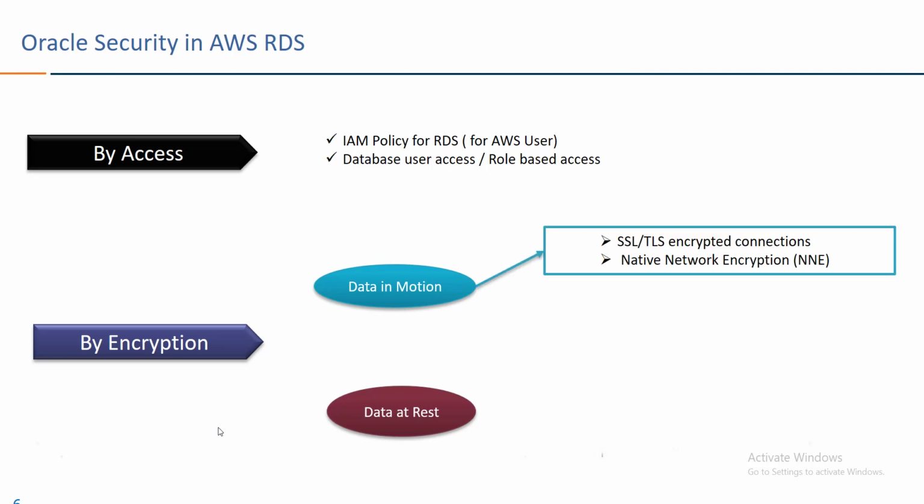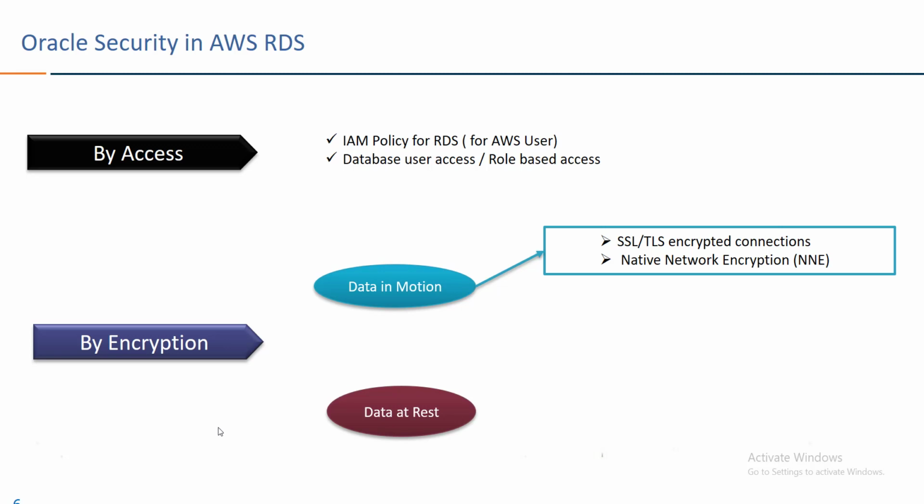For data in motion, we can have an SSL encrypted connection from your client to the RDS environment. You can use SSL encryption or native network encryption. Both are provided, but you can't use both. You have to use only one at a time. We can show it in a demo in operational. I will create a separate video for the operational activity where I will show you how to create an SSL encrypted connection.